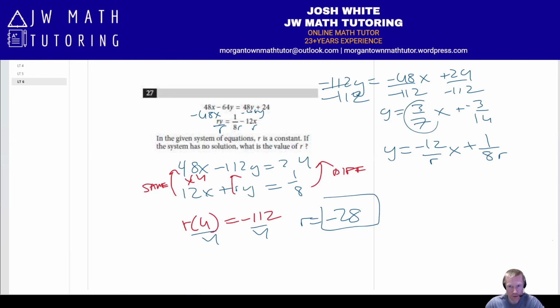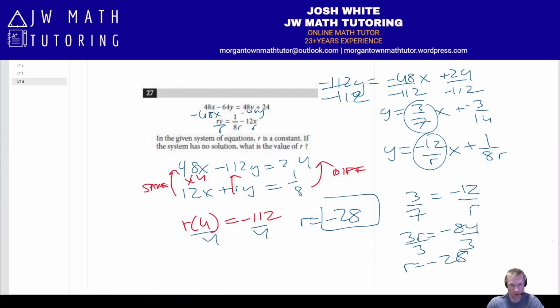So now you set these two slopes equal. 3 over 7 equals negative 12 over r. So cross multiply, 3r equals negative 84, divide by 3, r equals negative 28. So notice we got the exact same answer. It's a little more work, but if you want to do it this way, again, totally fine, totally acceptable.